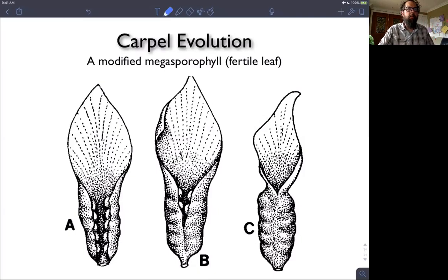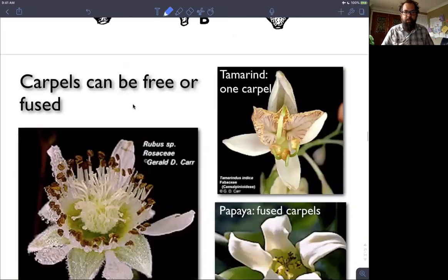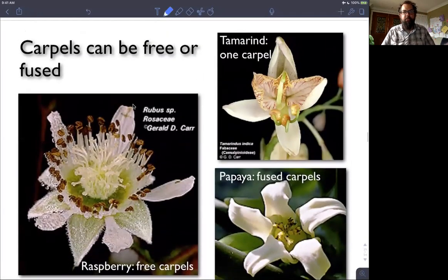Okay, I forgot that I had this slide in here. Actually, this shows the carpel situation pretty well. So carpels can be free, meaning not fused to each other, or fused to each other. And so when they're free, this is what we call a simple pistil. And then fused, we call the compound pistil.